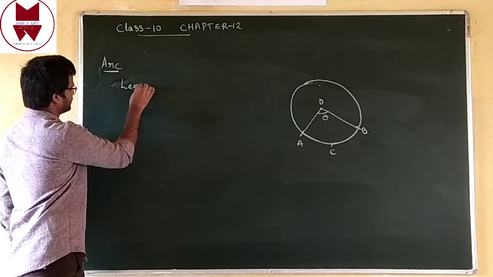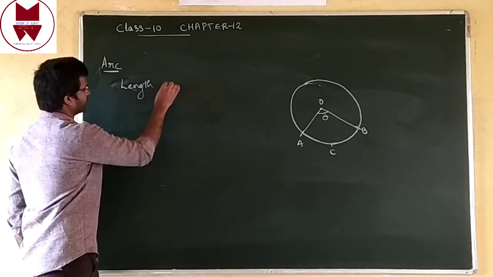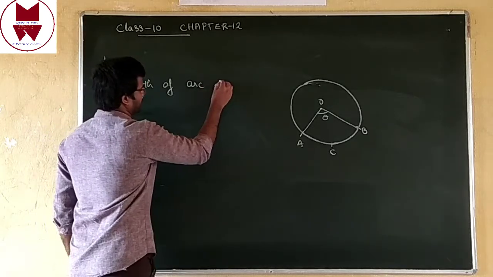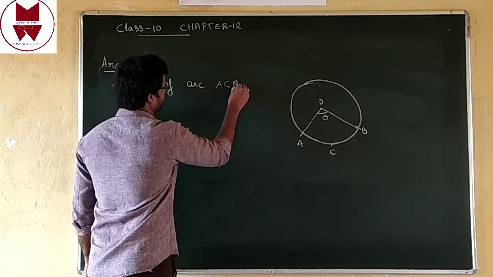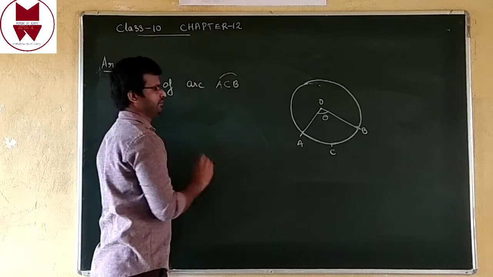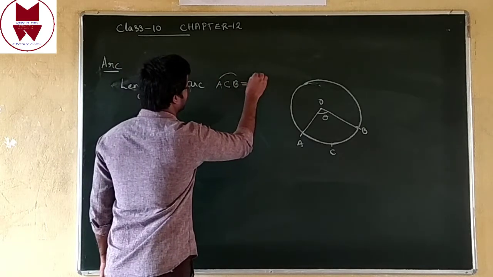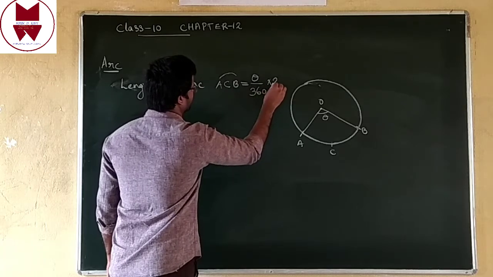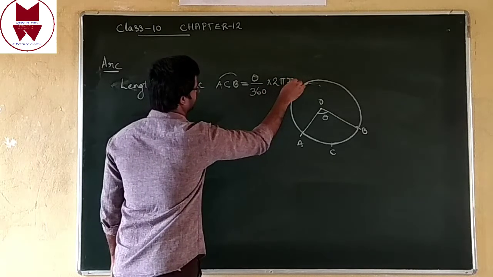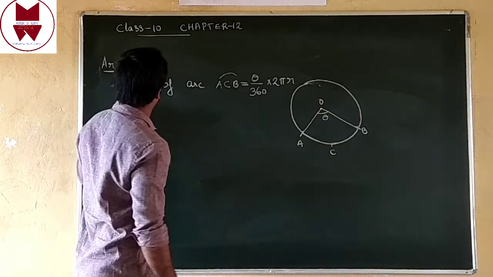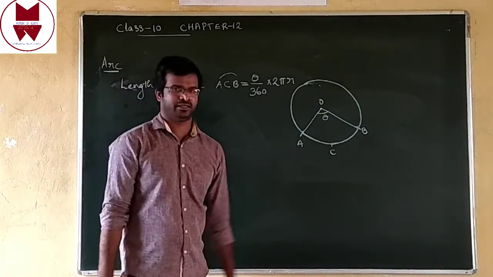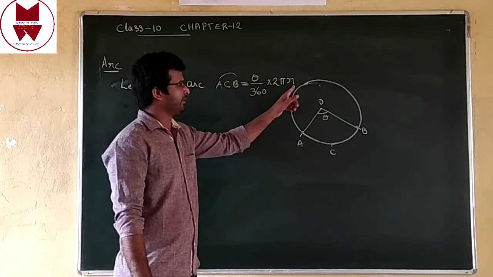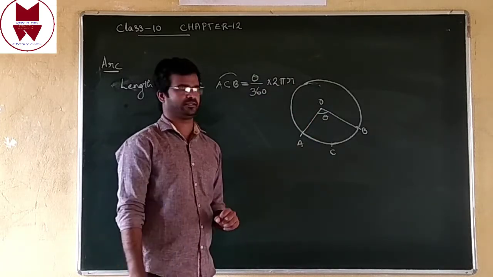Length of arc. The name we can give is arc ACB, using this symbol. That formula is theta by 360 into 2 pi r. That is the formula for length of arc. Theta means the angle here, 2 pi r, where r means the radius of this circle.